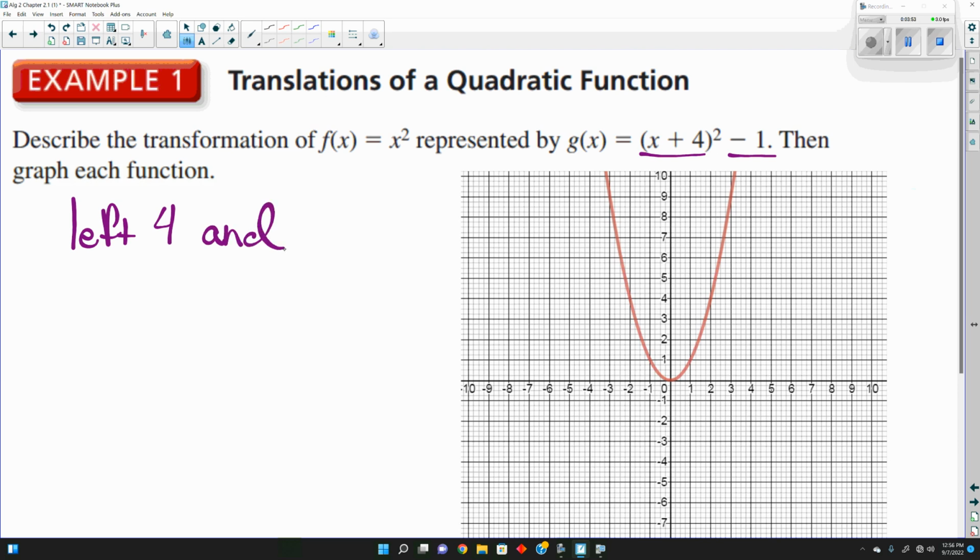Because we only have one other movement for this here. And down 1. Left 4 and down 1. Because the plus 4 inside is the opposite of what we think, because it looks positive, it's actually negative. And the minus 1 is exactly what we think. So minus is down, and it's moving one spot. And that's it. Questions on this here?